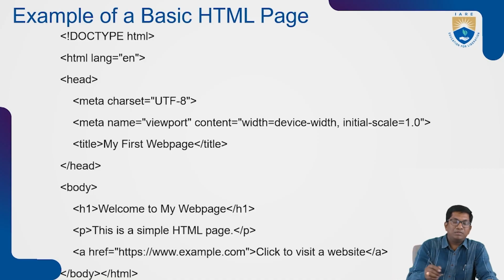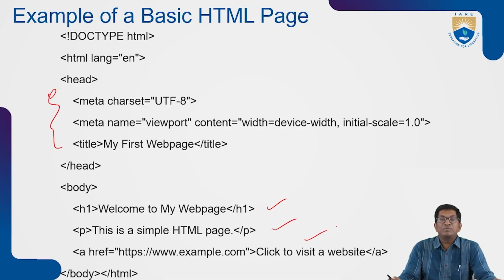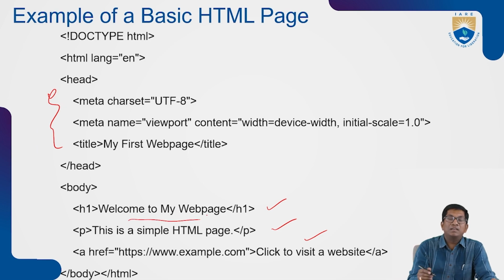See a simple example. All these meta characters we use, and we use the H1 tag, P tag, and A tag. H1 tag is the header tag; whatever content you write in it is displayed in the web page in big size. And P is for paragraphs. Suppose you want to display the content as a paragraph, use the P tag. And what about the A tag?